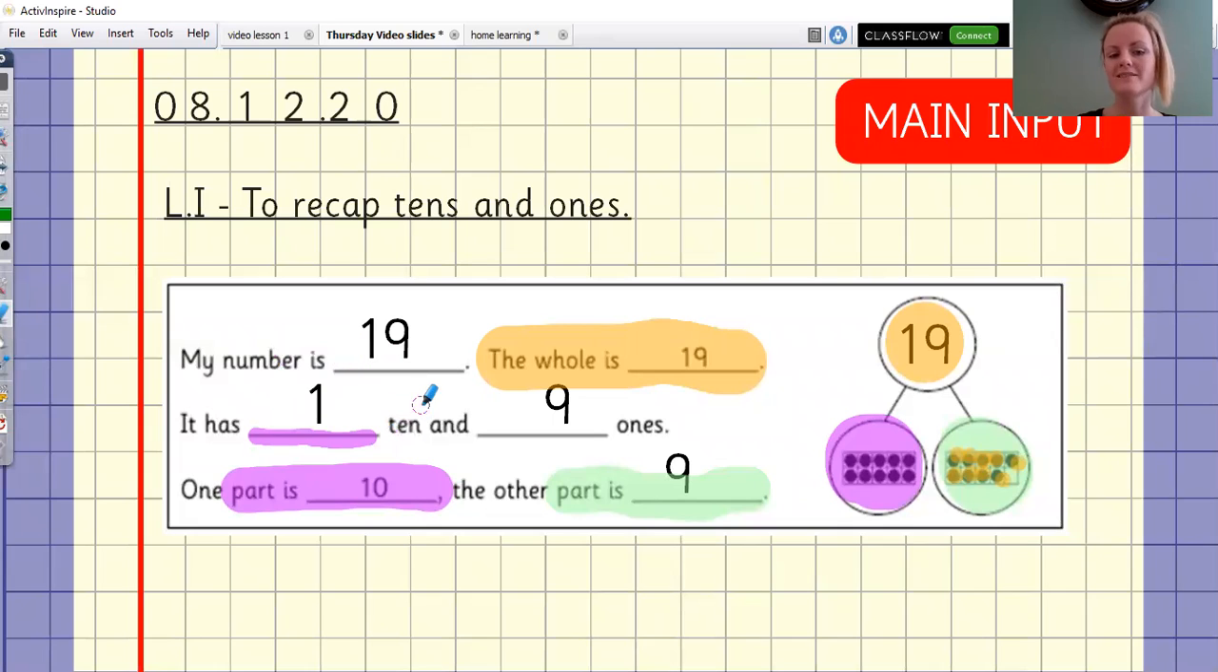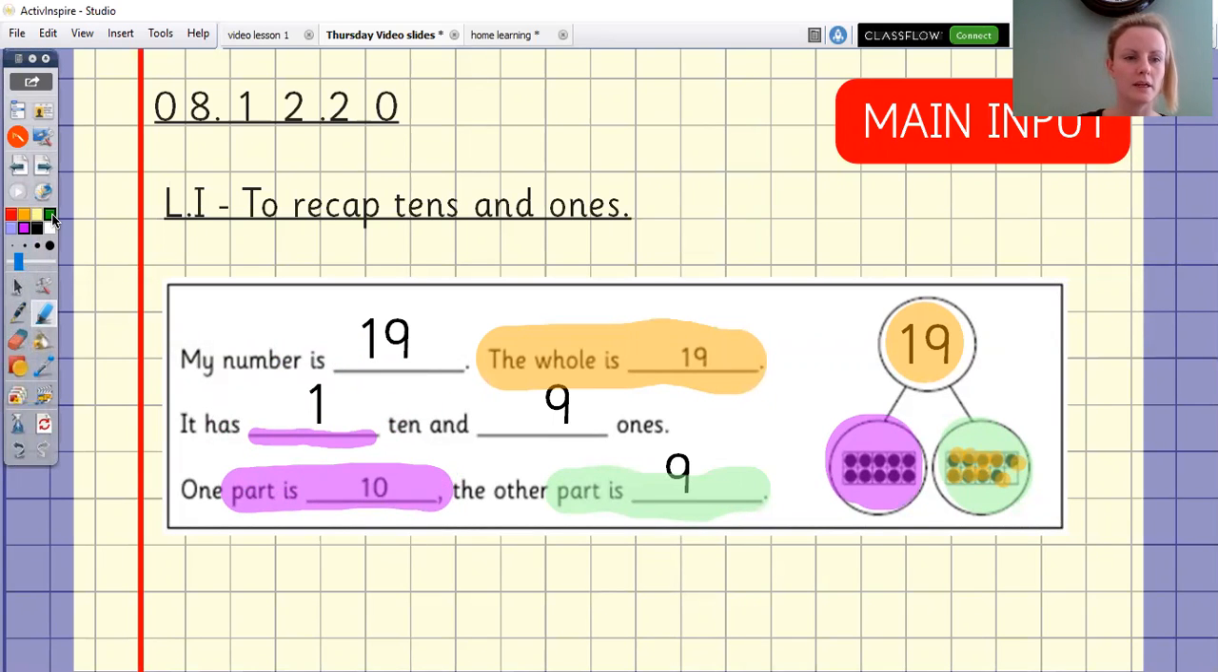So you can see that 1 ten is equal to 10, okay? And then similarly, the part is 9 and 9 ones here. And likewise with this one. Okay, so maybe for anybody that needs a bit of extra scaffold, you can do what I've done with the colours, and that might help you, okay?